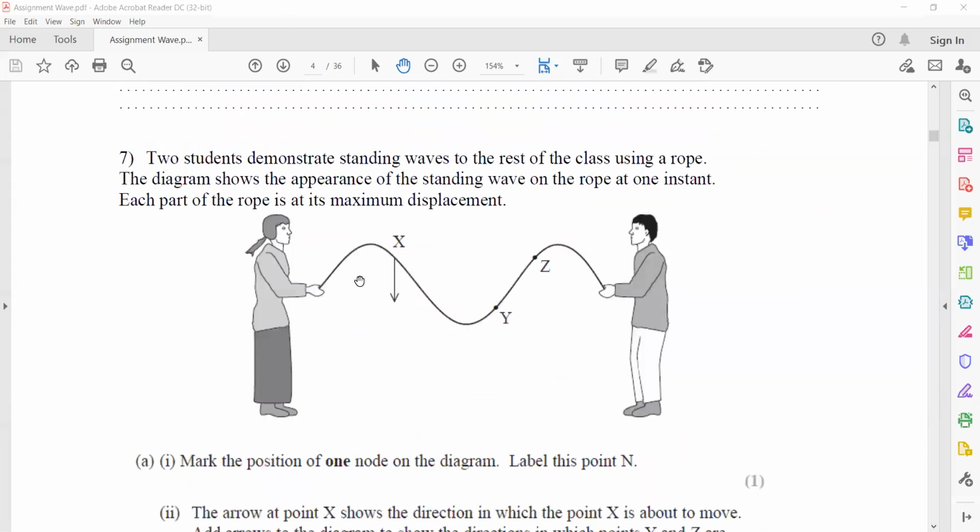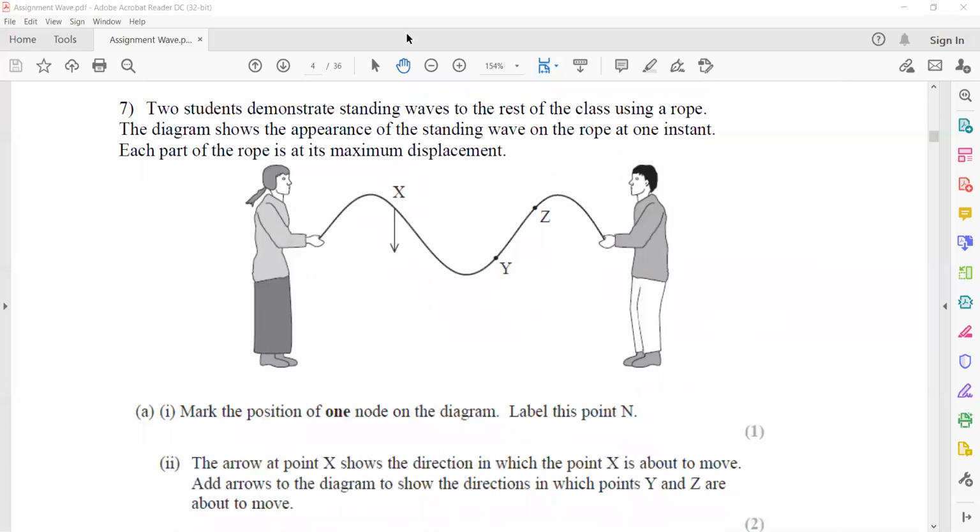In question 7, two students demonstrate a standing wave. How are they producing a standing wave? They produce a vibration, and their vibrations travel in opposite directions. As a result, it will give rise to a standing wave.